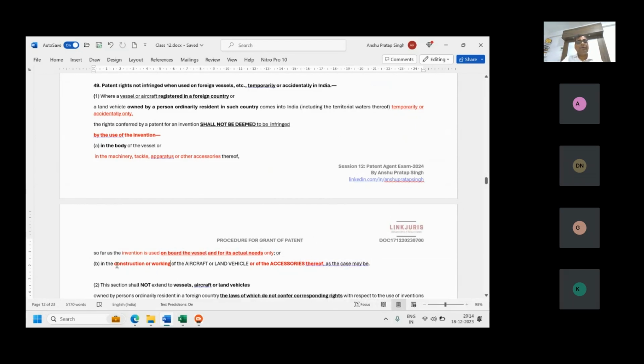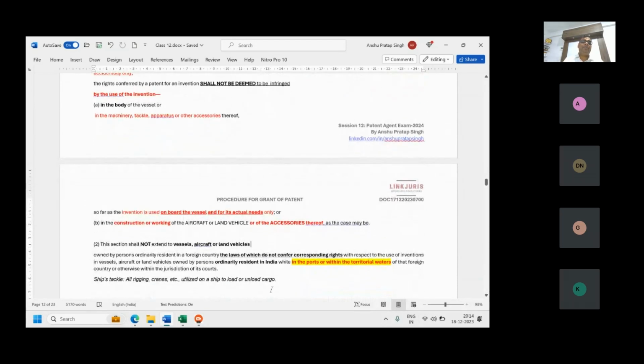Or if you are constructing or working an aircraft or land vehicle or accessory there, and if the aircraft or land vehicle gets punctured here or gets a problem where repair is needed, then for that particular purpose we are allowing that, if a patent is being used, then those patent rights will not be considered as infringed. This is what we have seen.